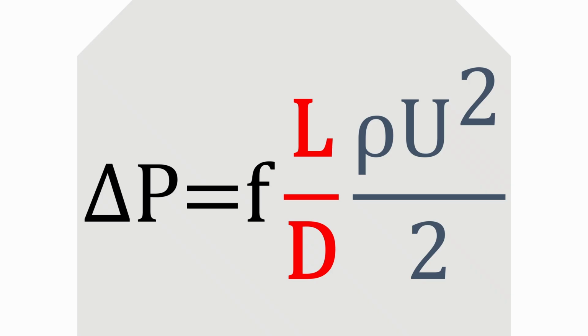And third, the magic number f, the Darcy friction factor. This is the most important part. Darcy and Weisbach's insight was to pack all the complex, messy physics of friction, the fluid's stickiness, the turbulence, and the roughness of the pipe wall into this one single non-dimensional number.